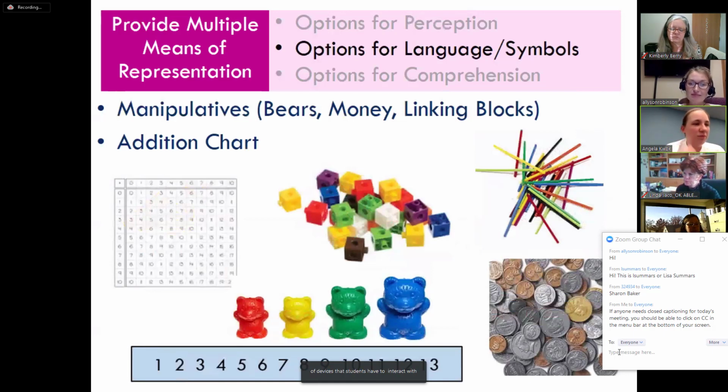So sometimes the use of manipulatives when you're talking about math can help students, again, what we said before, have an abstract concept to bring more concrete examples. And examples in the elementary setting may be counting bears, coin money, linking blocks, counting sticks, a number line, an addition chart. Any one of those examples may help students as they are learning a skill, help them bring that abstract concept.